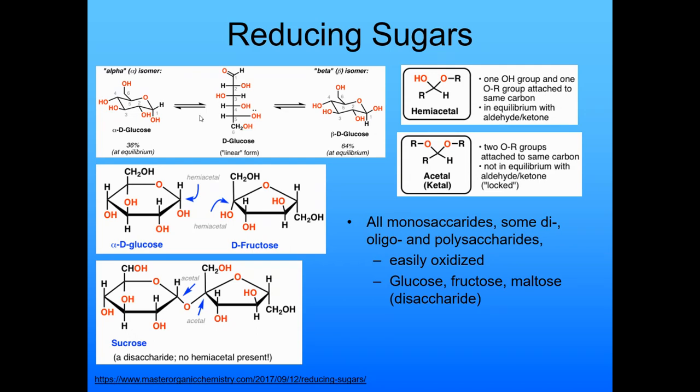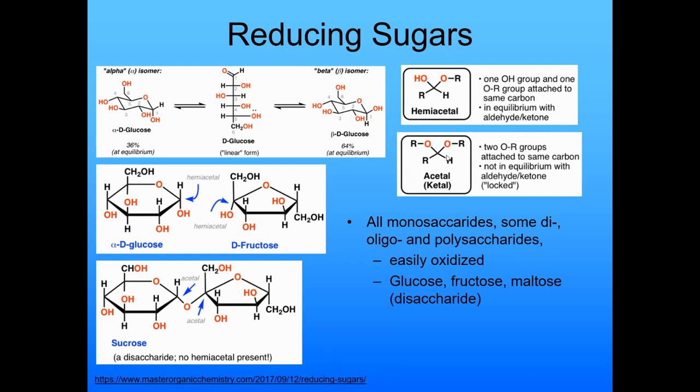All monosaccharides are reducing sugars, and some disaccharides are. Sucrose is not. Sucrose has an acetal form here, so it's got two OR groups attached to this carbon. So it's in a locked position, and it can't do anything.